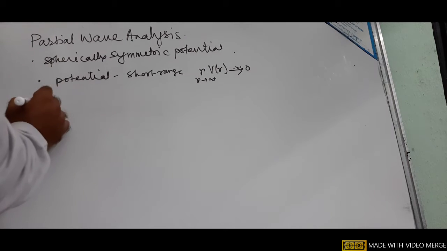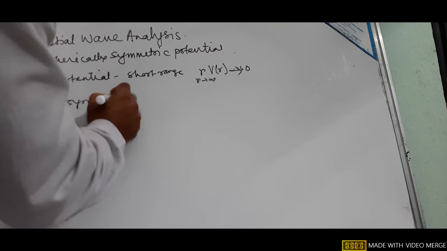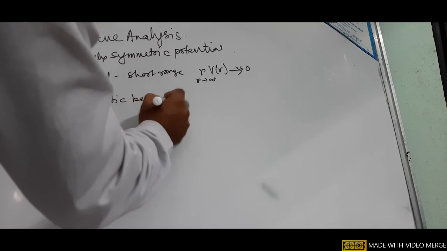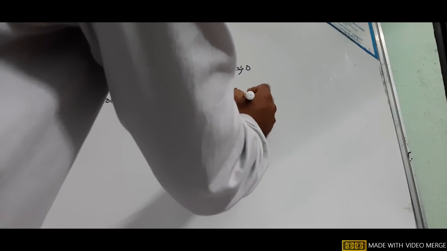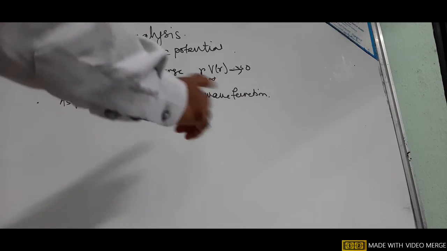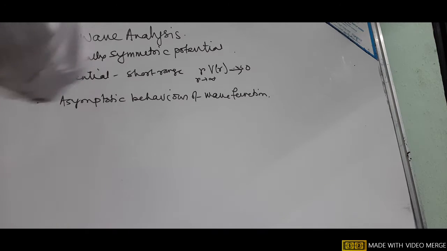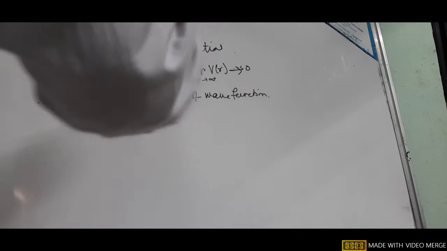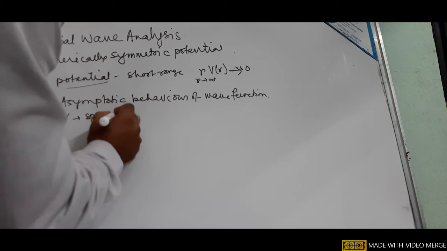Then there is another assumption. We are considering the asymptotic behavior of the wave function, as required by the scattering amplitude. And the potential is spherically symmetric, so it depends only on r.